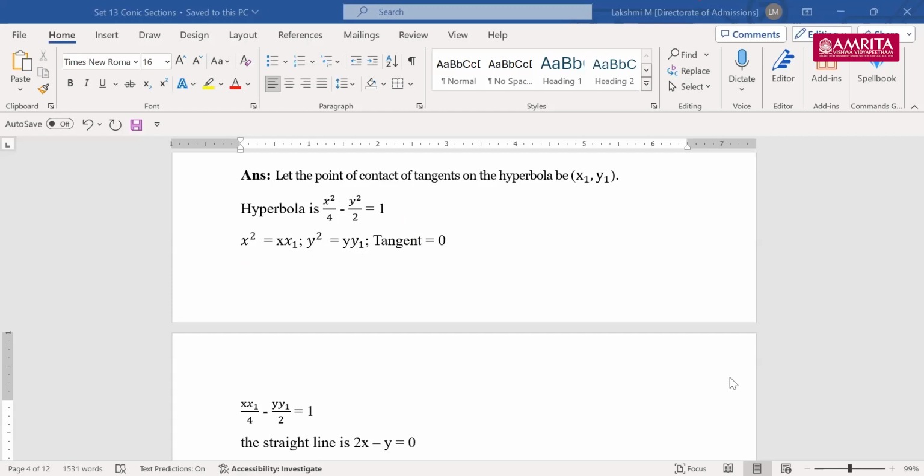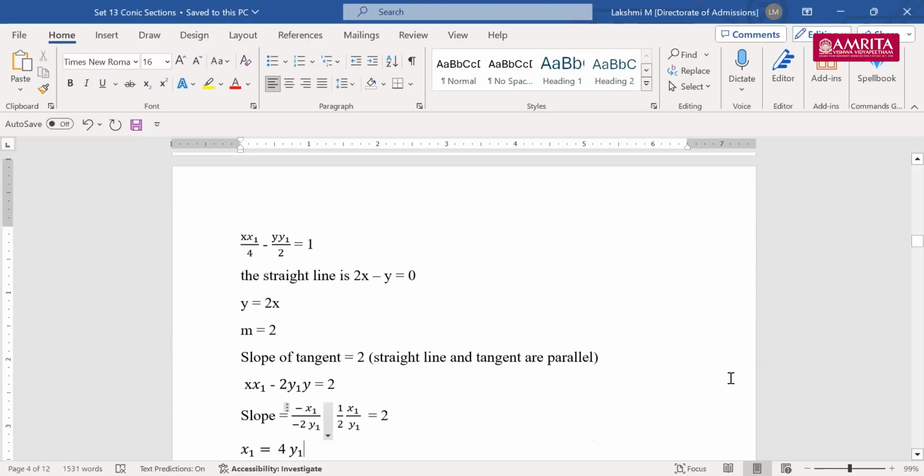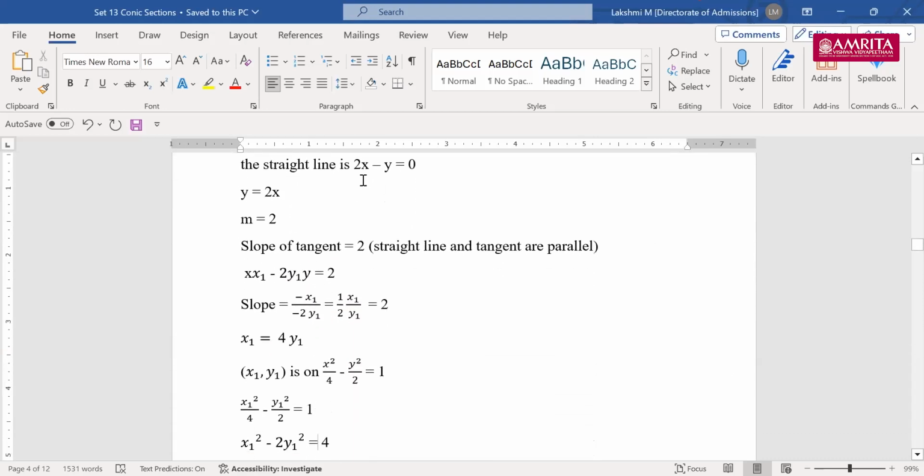Now the equation of the straight line is also given, which is 2x minus y equal to 0. So y equal to 2x and here m is equal to 2. If we have the slope, we could just substitute for it, because in this case the straight line and the tangent are both parallel. So you have two equations. How will you find the slope? The first one is minus x1 by 4 divided by minus y1 by 2, that is 1 by 2 into x1 by y1, which is 2. So here you got the value x1 equal to 4y1.